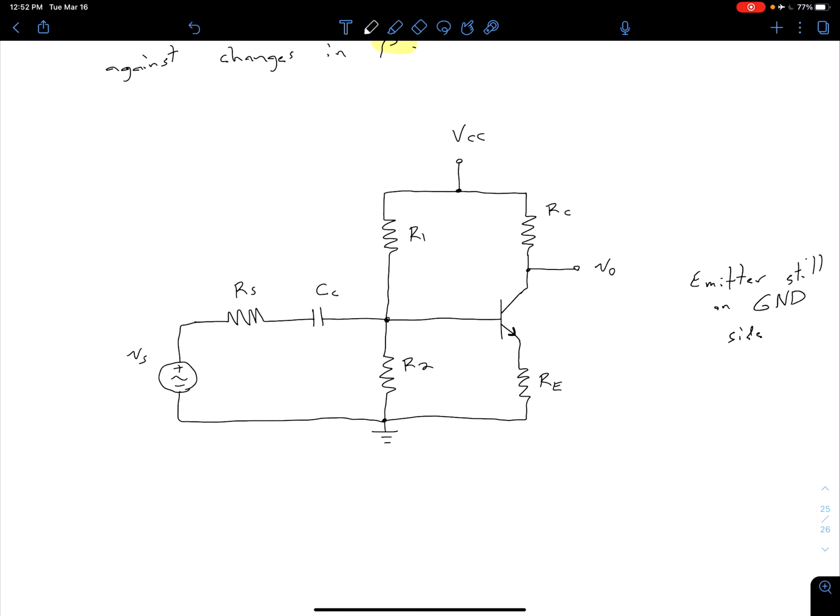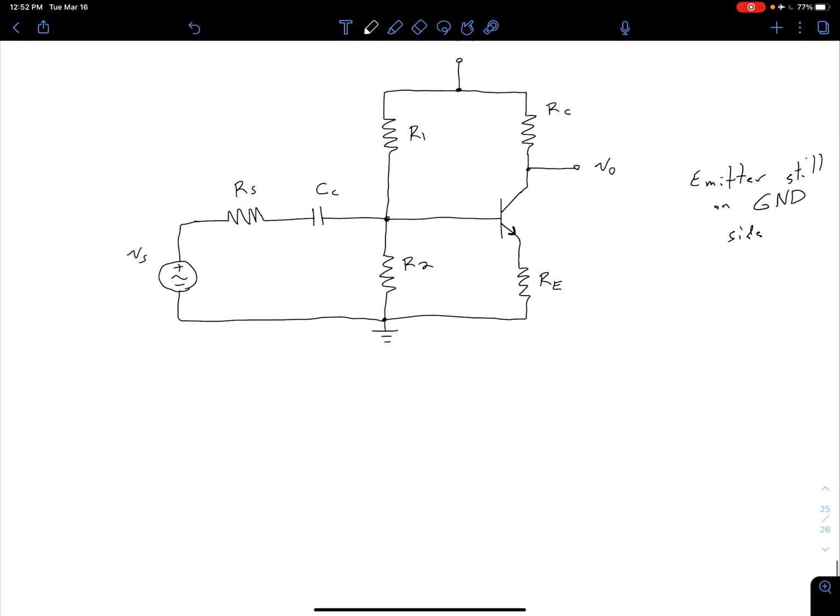Remember also, this will be in the summary table, but we also have our output as defined at our collector and our input connected to our base. So between all of these things, we still recognize this as a common emitter configuration. So let's see if we can figure out our small signal voltage gain with this updated RE. Just like with last time, what we're going to want to do is look at our small signal equivalent circuit.